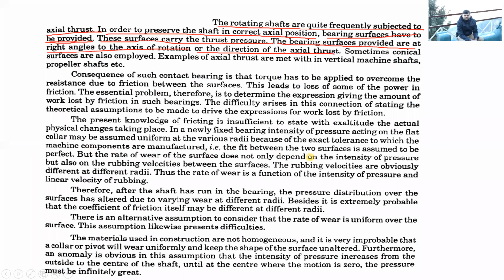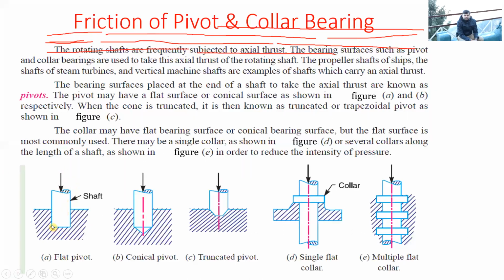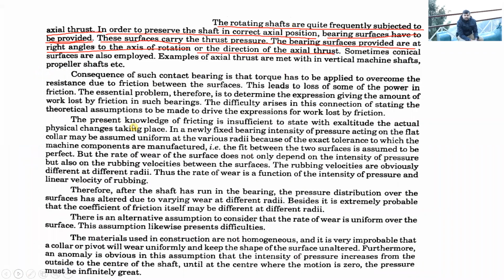Since there is exact tolerance in the starting, the type of fit between those two is assumed to be perfect. You might have studied fits and tolerances in your previous semesters in the manufacturing subject. There are various types of fits such as loose fit, tight fit, interference fit, and so on. Since the parts are new, there is not much wear and tear in the parts. So we can assume that the pressure coming due to the load, this axial thrust, is varied very uniformly over the surface of the bearing.